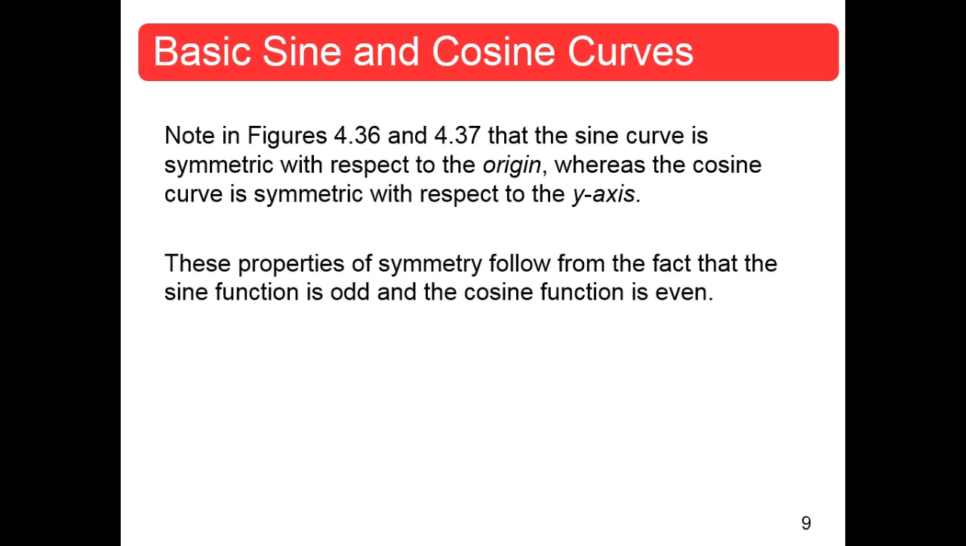Okay. So the sine curve is symmetric with respect to the origin, whereas the cosine curve is symmetric with respect to the y-axis. Those properties of symmetry follow from the fact that sine is odd, cosine is even. Okay. Make sense? All right.